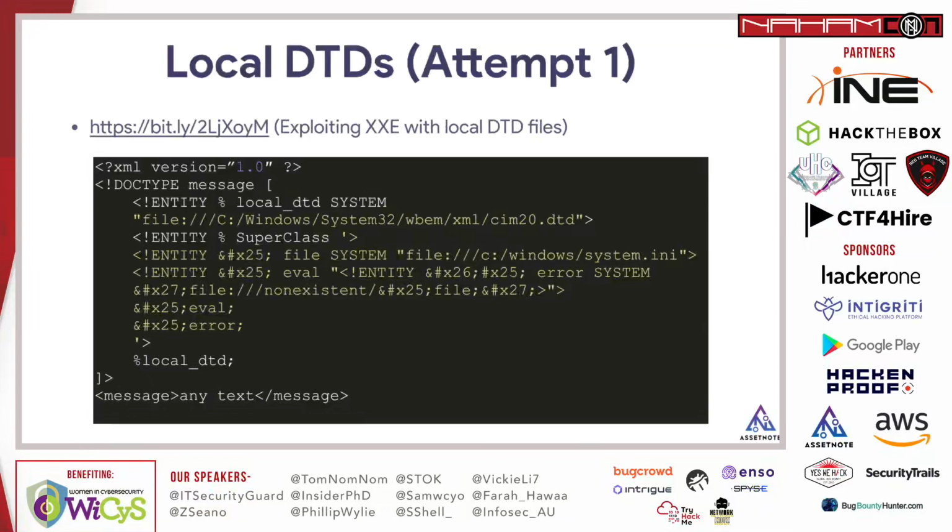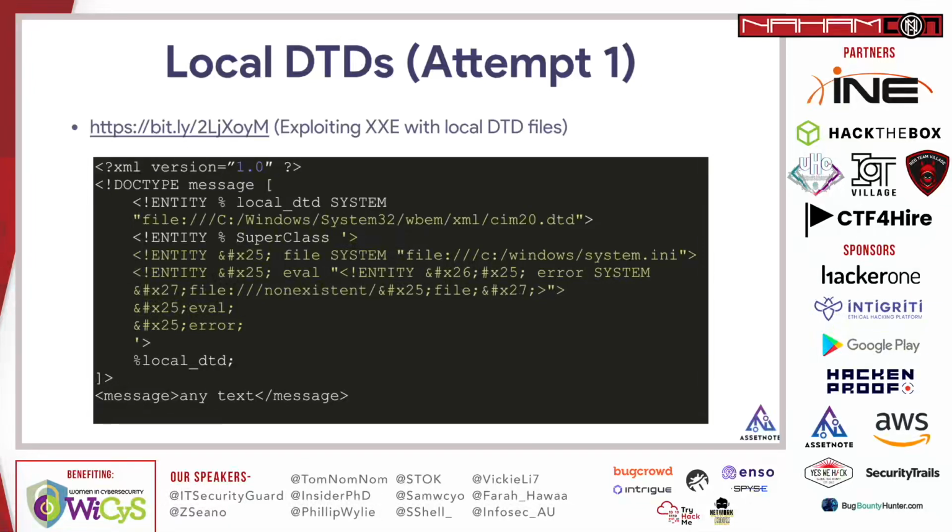Well, the typical research that you can find on the internet is around exploiting XXEs with local DTD files. You can see an example here of that, where we are including a local DTD file that's always found on Windows systems, which is cim20.dtd in the system32 folders. Then we are declaring our entity file as system Windows system.ini, and we're trying to leak that file out via an error message by requesting a non-existent file and appending the file we've retrieved to the end of it.